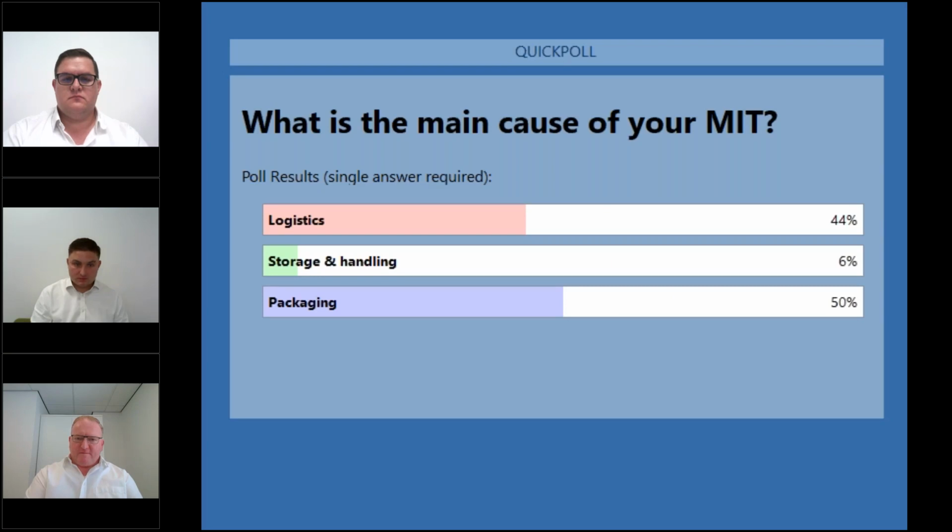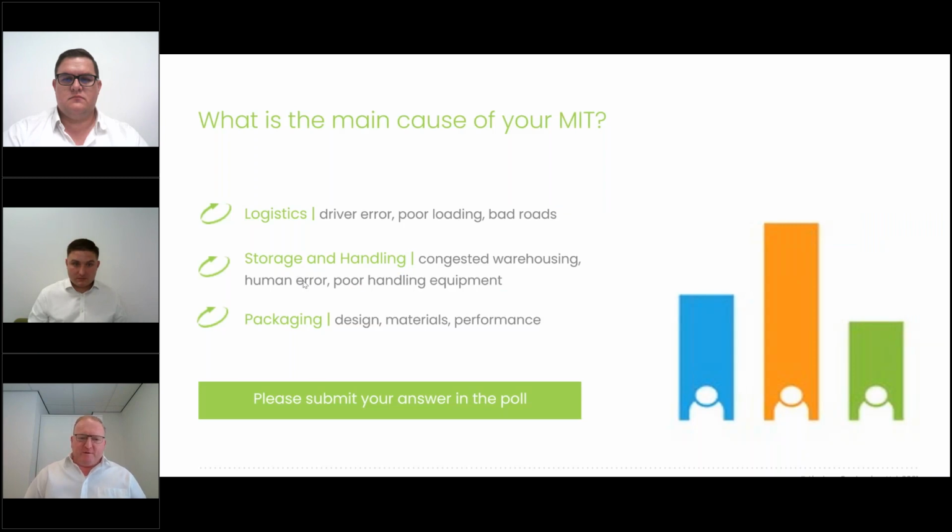We've got a split really, 50% packaging, 44% logistics, and 6% storage and handling. Oh, that's a very interesting, and I dare say typical result of what we would expect. So we package a product and we find challenges, maybe in packaging design, materials, or performance. We find packaging sometimes coming in that is below spec. But we do our best. We pack the products the best we can and we push them out into the supply chain.